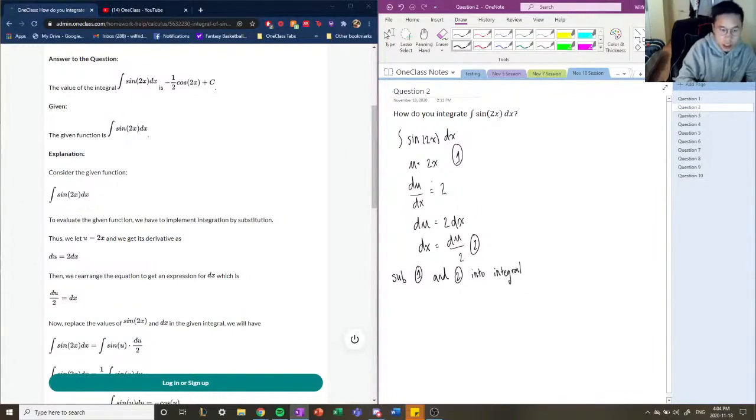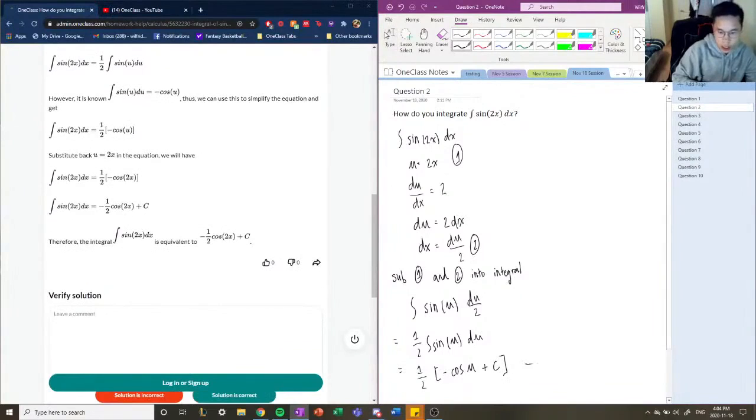If we sub 1 and 2 into the integral, we get the integral of sine of u and du over 2. We can take out this 1 over 2 constant within the integral to get sine of u du. And now we have transformed our integral in terms of x to an integral in terms of u. And now we can simply do this integral because we know what the integral of sine is. The integral of sine is negative cos. So it's going to be negative cos u plus c.